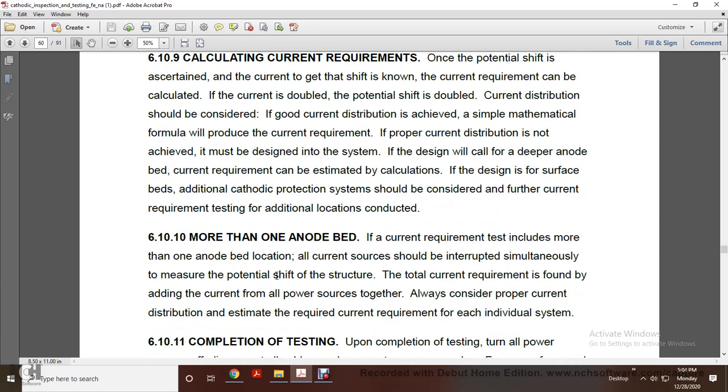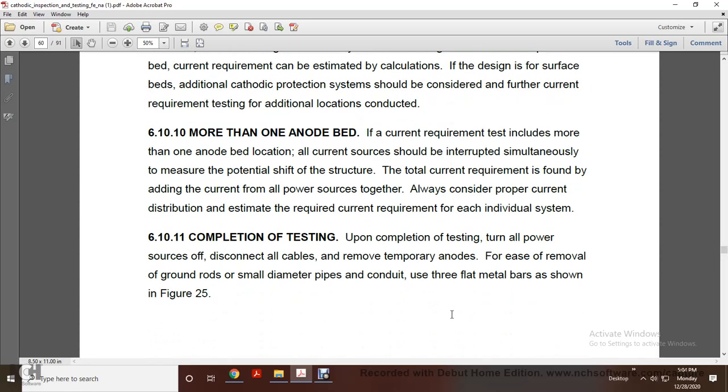610.10. More than one anode bed. The current requirement test can include more than one anode bed location. All current sources should be interrupted simultaneously. Measure the potential shift of the structure for the total current. Add the current from the power sources together, considering proper current distribution, and estimate the required current of the individual systems.